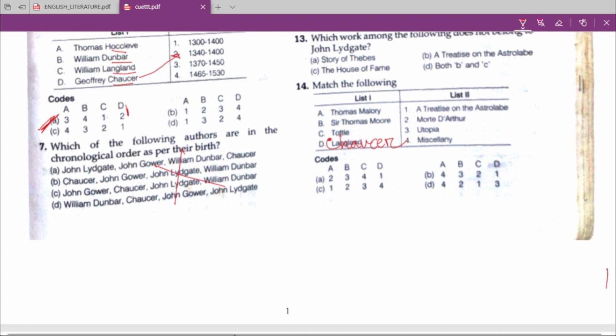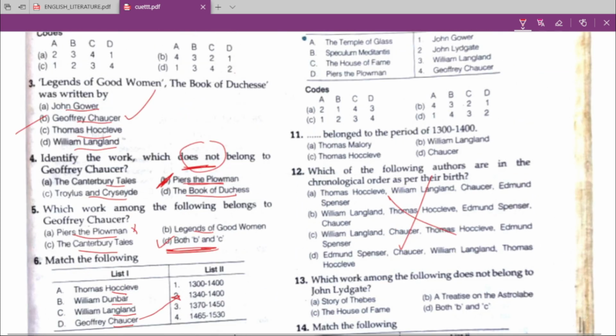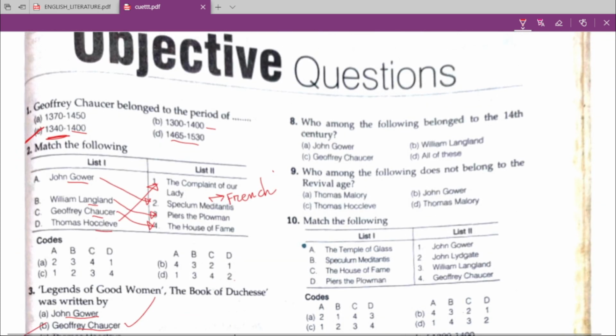Question number 7 is an unnecessary question, we don't need to do this. Moving on to question number 8. Who among the following belong to the 14th century? John Gower, Geoffrey Chaucer, William Langland, all of these. So all of these are from the 14th century.